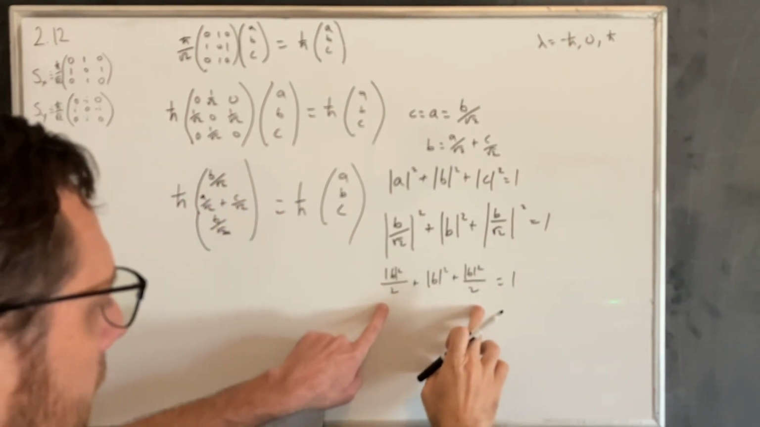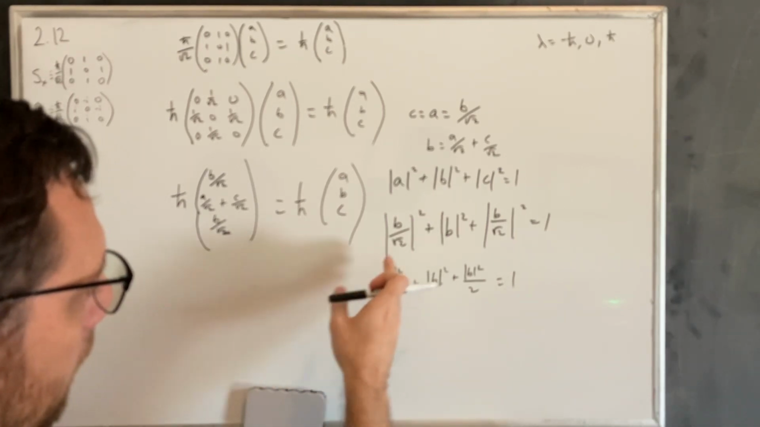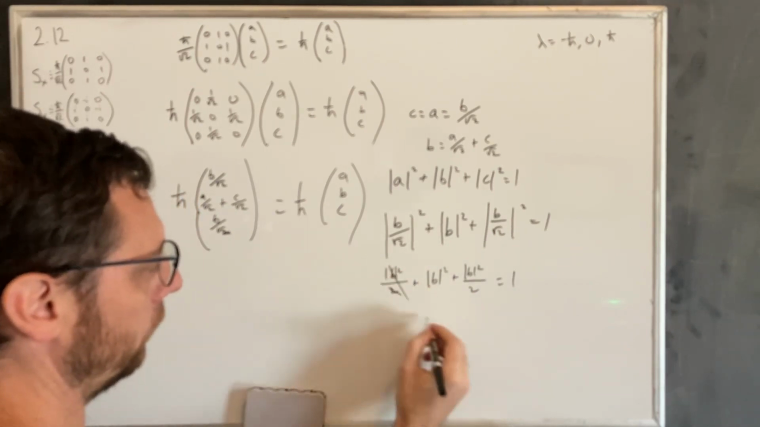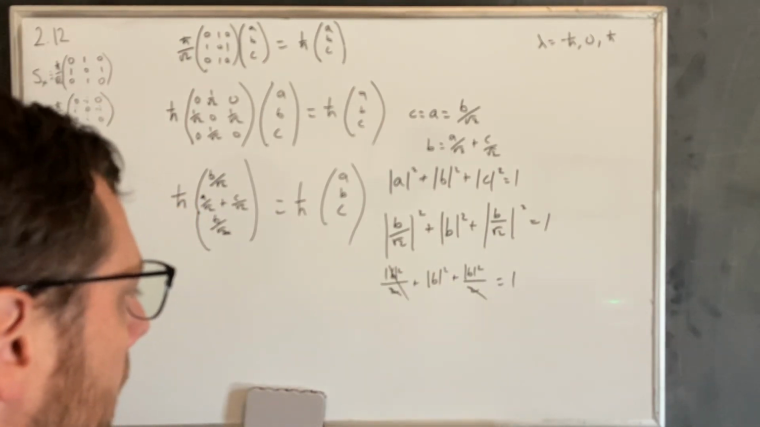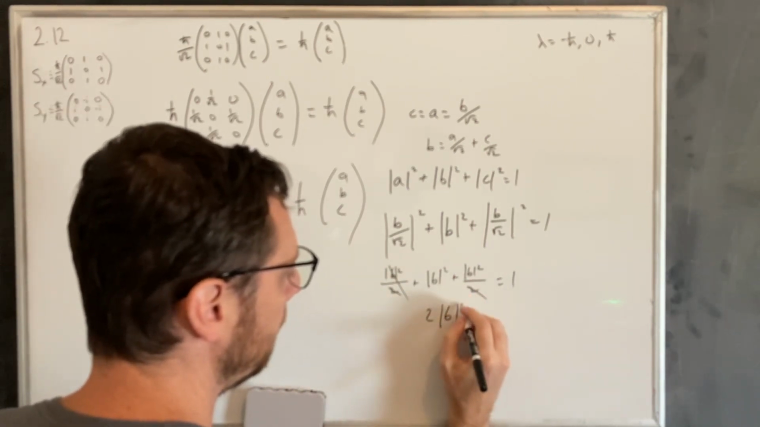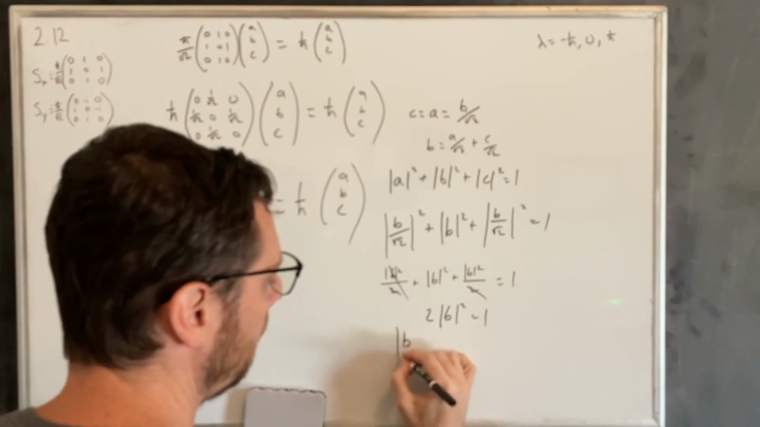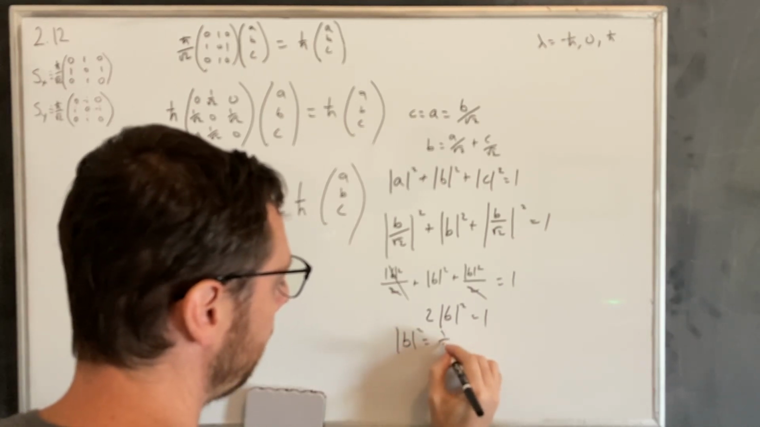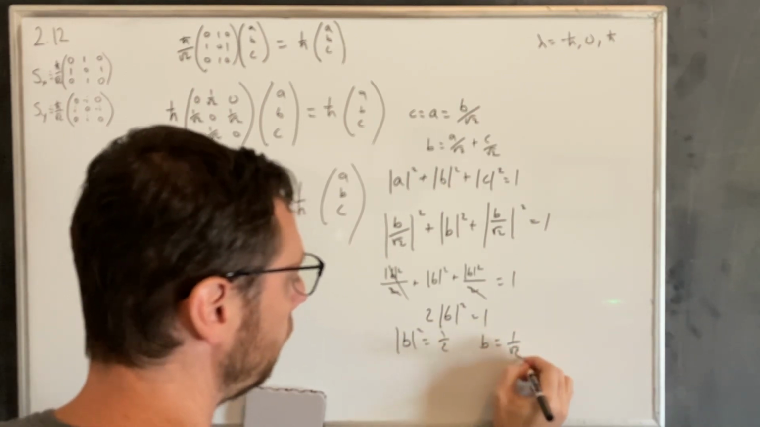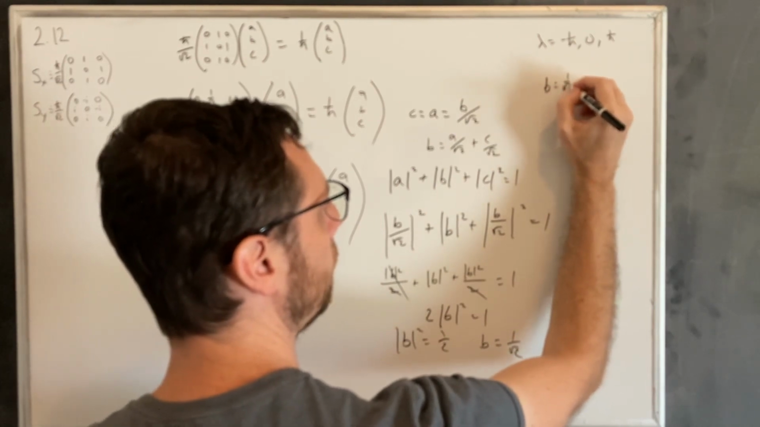So we have 2 of these b squared over 2 terms, so the 2's cancel out, and we're left with just 1 b squared. Then we'll have 2 b squared equals 1. b squared equals 1/2, and b is equal to 1 over root 2. I'll write that over here.